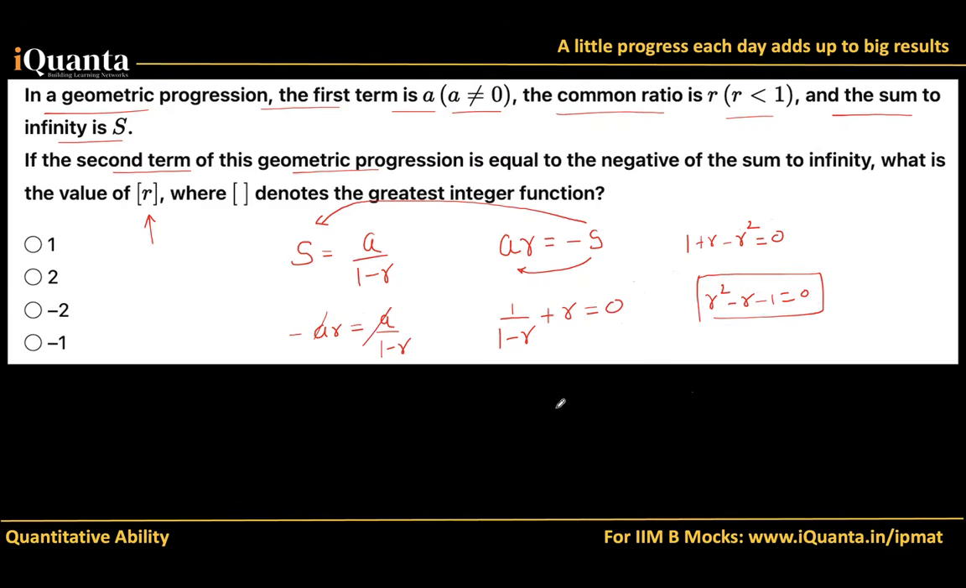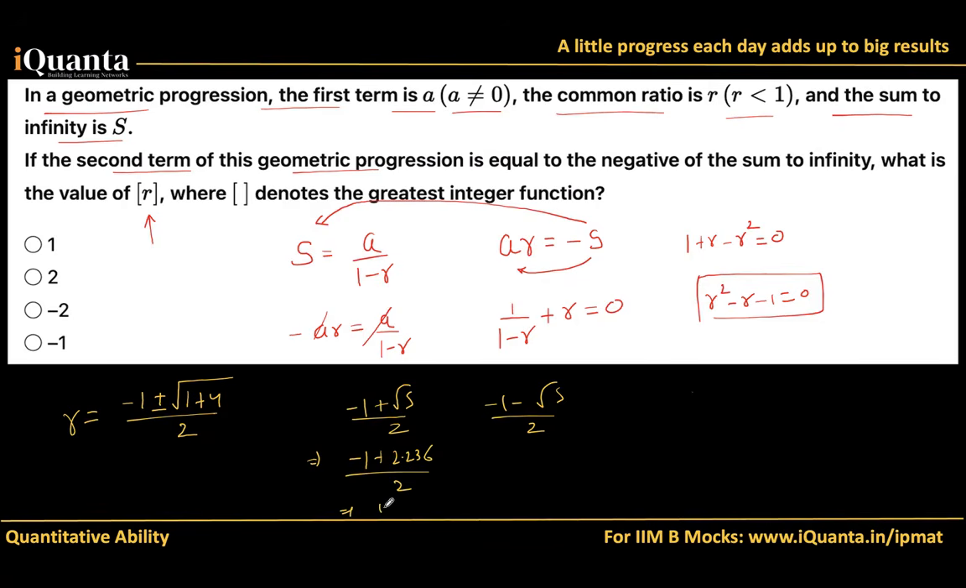We know that it cannot be factorized, but still what we can do is use the Sridharacharya formula to find out its roots. So that's minus b plus minus under root of b square, that is minus 1 whole square, minus 4ac, so plus 4, upon 2a, so 2. These are our two possible values, minus 1 plus root 5 by 2 and minus 1 minus root 5 by 2. Obviously, minus 1 plus root 5 is going to be minus 1 plus 2.236, upon 2, so that gives you 1.236 divided by 2. Clear?